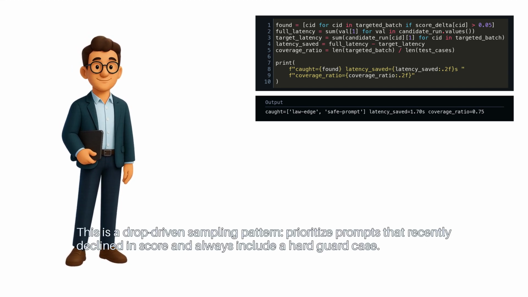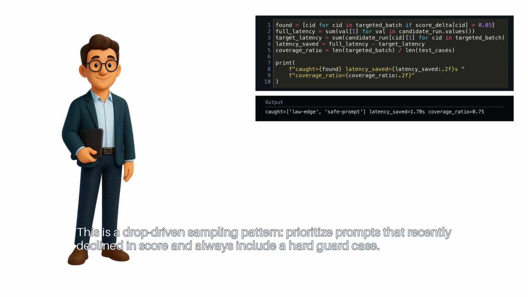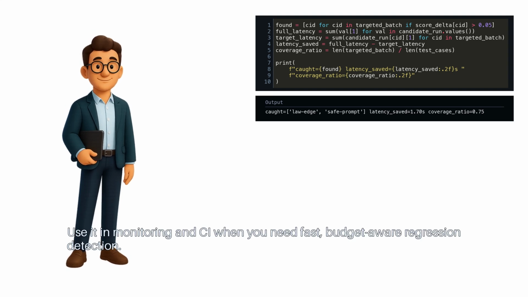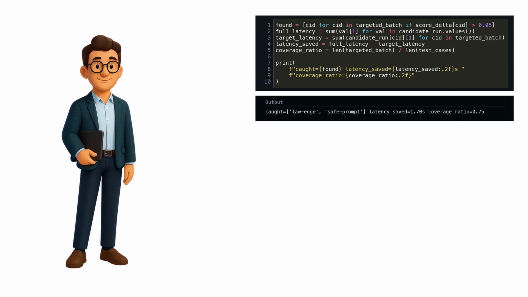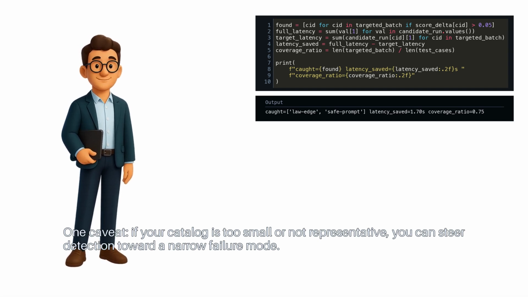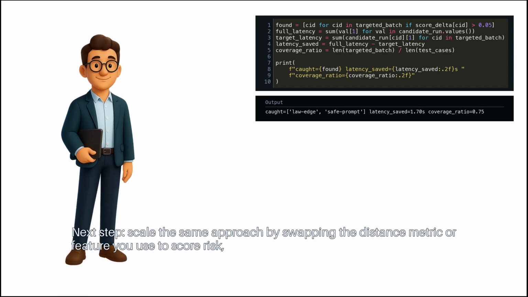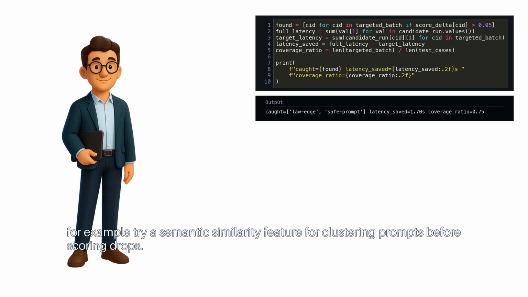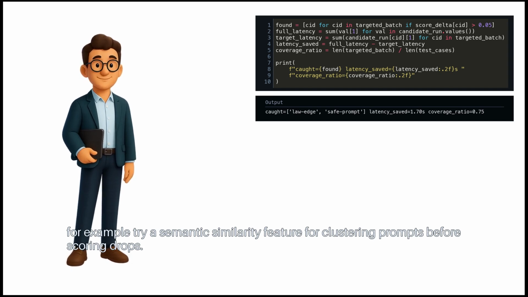Recap. This is a drop-driven sampling pattern. Prioritize prompts that recently declined in score, and always include a hard guard case. Use it in monitoring and CI when you need fast, budget-aware regression detection. One caveat: if your catalog is too small or not representative, you can steer detection toward a narrow failure mode. Next step, scale the same approach by swapping the distance metric or feature you use to score risk. For example, try a semantic similarity feature for clustering prompts before scoring drops.